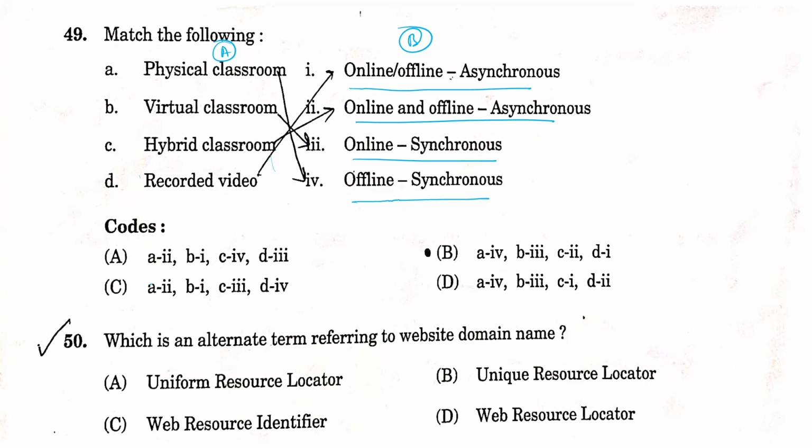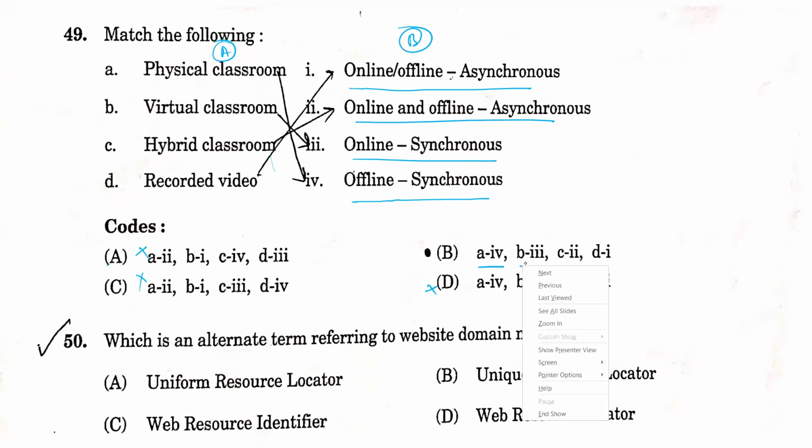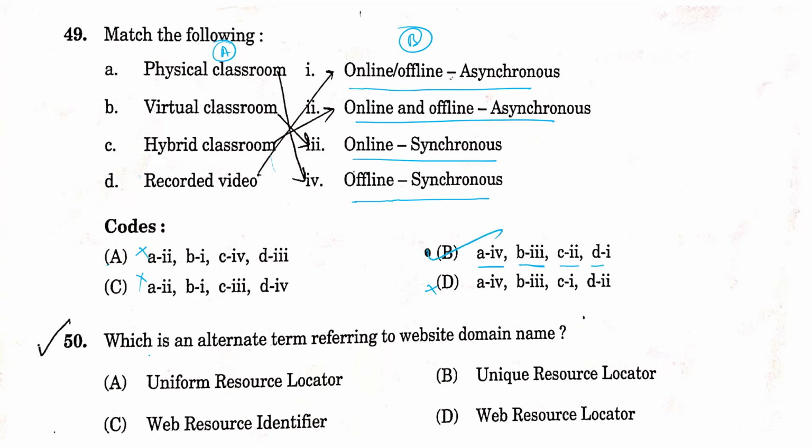So let's find out which is giving us this option. A and C is not giving us this. D is also not giving us. B is giving this to us. See, A4, B3, C2 and D1. So B is our correct answer. Next, which is an alternate term referring to website domain name, URL, right? Which is a uniform resource locator.